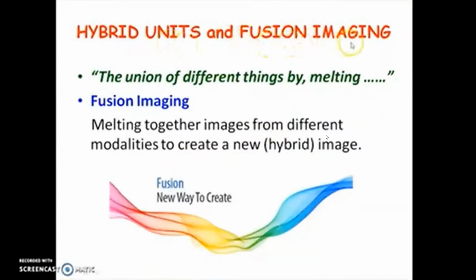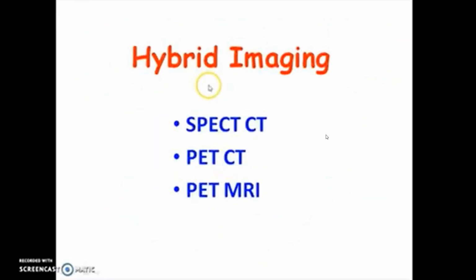Hybrid units and fusion imaging. What do you mean by that? The union of different things by melting. Fusion imaging is nothing but melting together images from different modalities to create a new type of image, called a hybrid image. Fusion is nothing but a new way to create an image. As I said, we have SPECT-CT, PET-CT and PET-MRI. Let us see one by one.